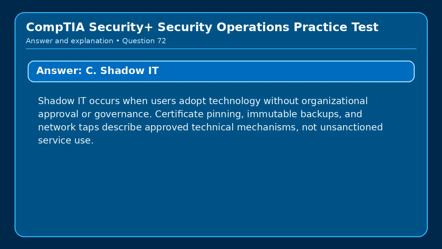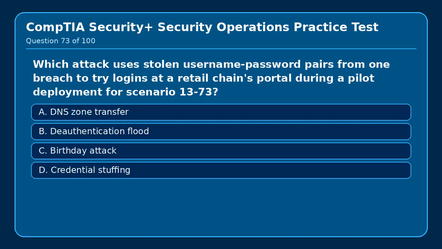Question 75. After obtaining an NTLM hash at a research lab, an attacker authenticates without knowing the plaintext password. Which attack is shown as part of the risk reduction project for scenario 13 to 75? A. Key stretching. B. Pass the hash. C. ARP inspection. D. Rainbow table prevention. Take a moment to choose your answer.